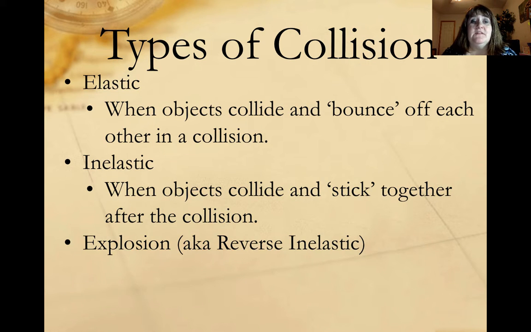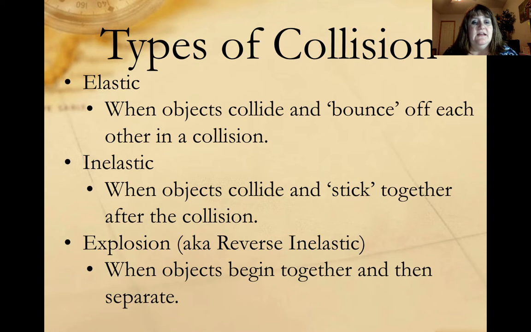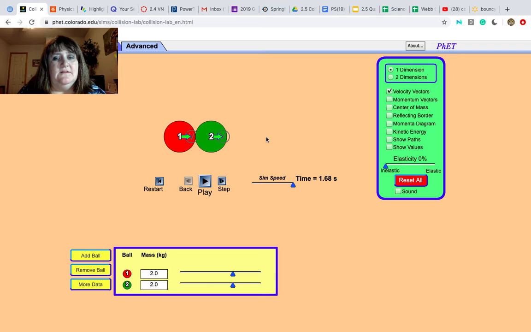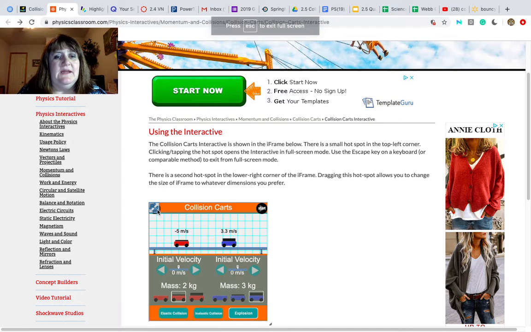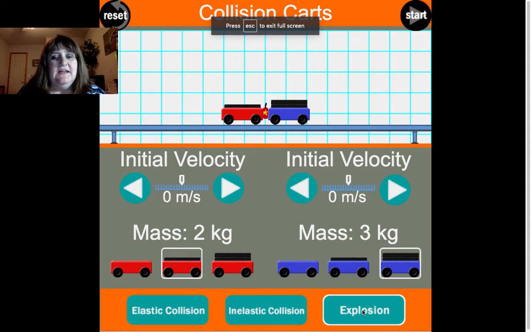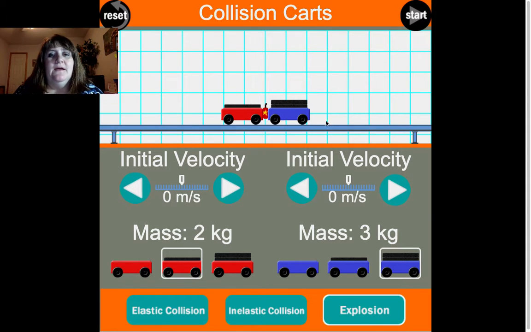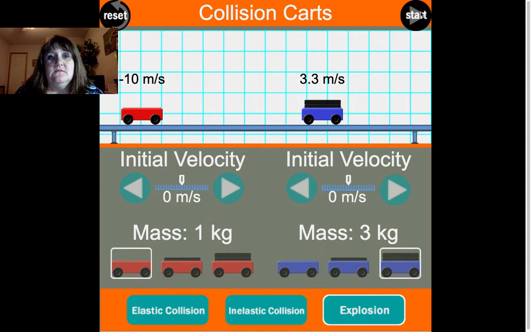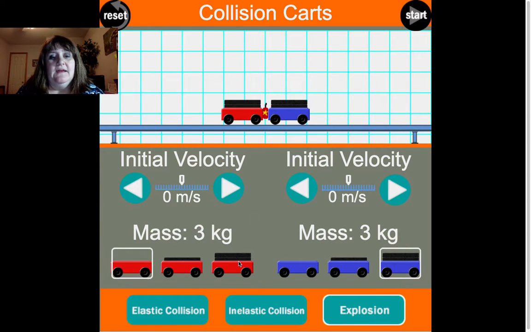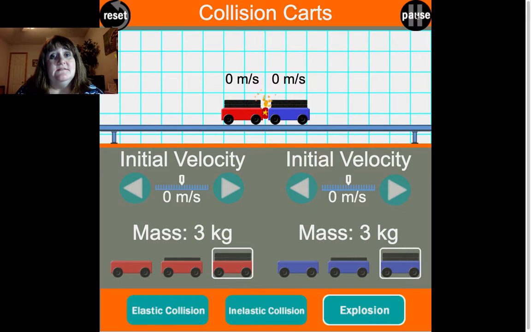The third type of collision is an explosion or a reverse inelastic collision. This is when objects start out together and then separate. These generally go boom. In an explosion, the two things are going to be stuck together. So I'm going to do a large and a small. And then I'm going to do two that are the same size.